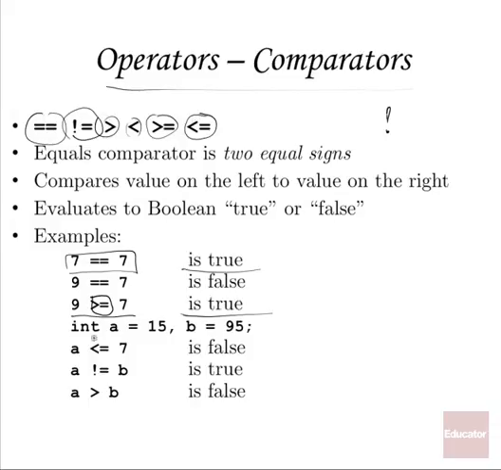Now here's a quick example. We have int A is set to 15, B is set to 95. So A, is that less than or equal? Is 15 less than or equal to 7? No, so that's false. Is A not equal to B? Yes, that's true. It's not equal, so that's true. Is A greater than B? Is 15 greater than 95? I don't think so. That's false.